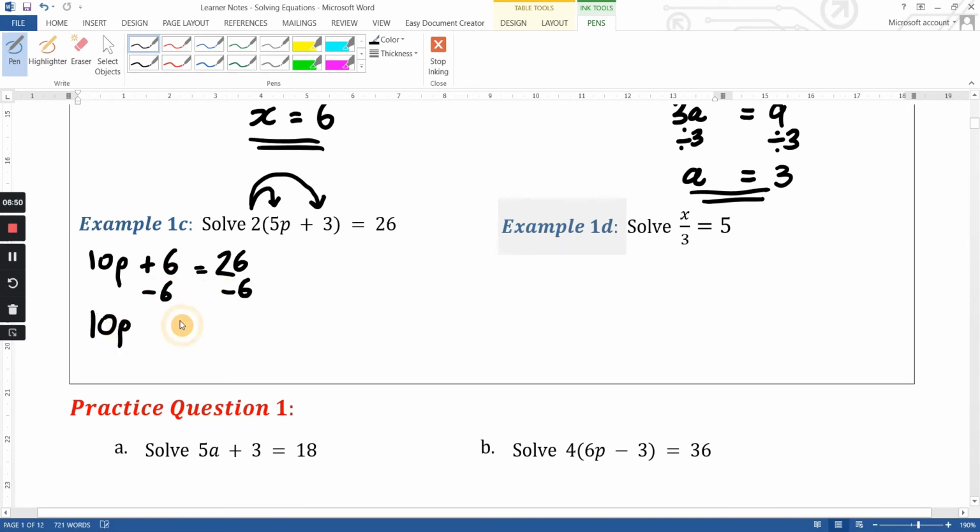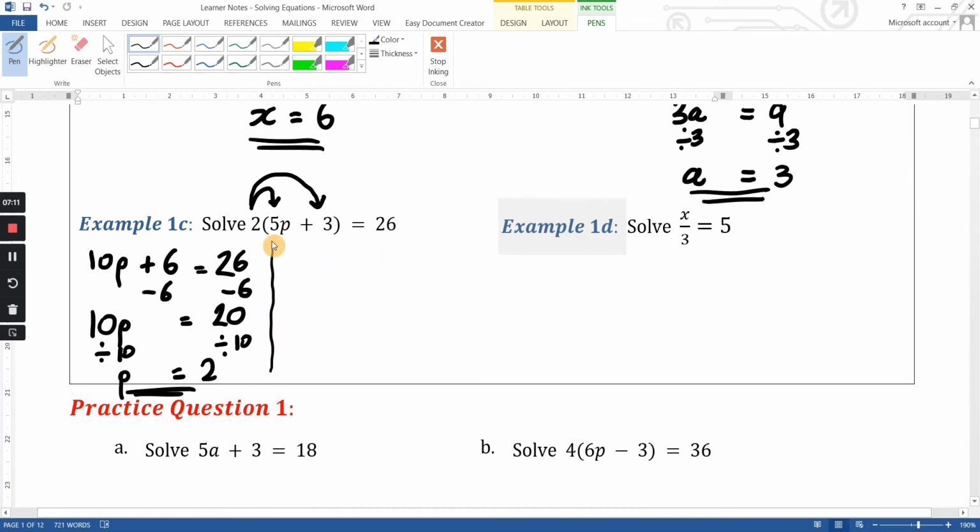So 10p equals 20. And there's only one step left. Divide by 10 to both sides. I get p equals 2. Yep, there's my answer. Another way, let me just split the page.